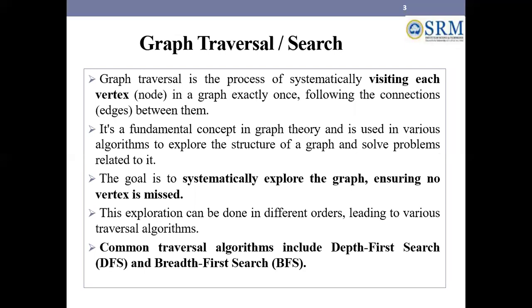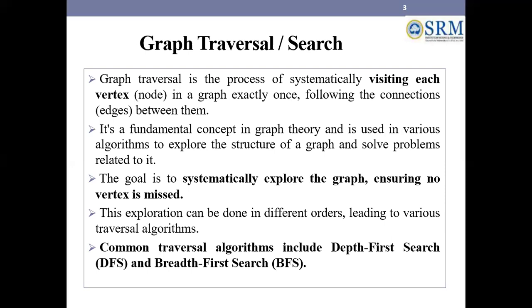And what is graph traversal or search? Graph traversal means visiting each node in a graph exactly once, following the connections or edges between them. So graph traversal is a process of visiting all the nodes exactly once. It is a fundamental concept in graph theory. It is used in various algorithms to explore the structure of a graph and in network-related problems. The goal is to explore the graph, ensuring no vertex is missed. So visit all the vertices without missing a single node in a graph.